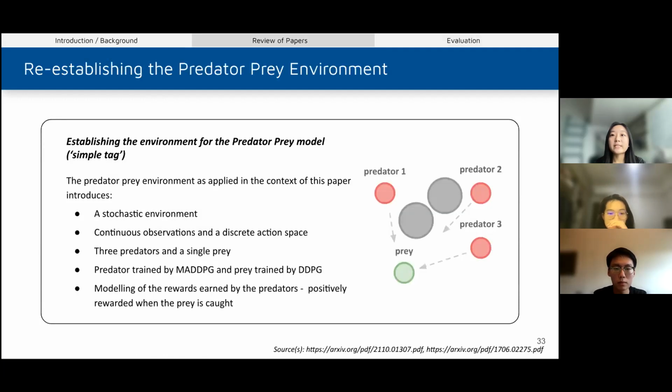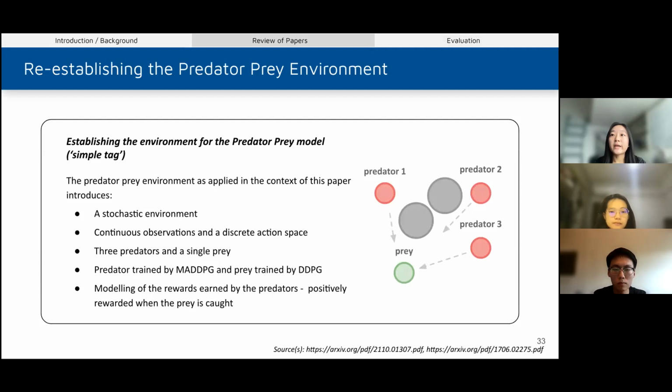So I will first re-establish the predator-prey scenario mentioned earlier in the presentation with a few defined parameters. The scenario is based on a simple tag environment where predators try to catch the prey. The predators are trained using the multi-agent deep deterministic policy gradient algorithm.